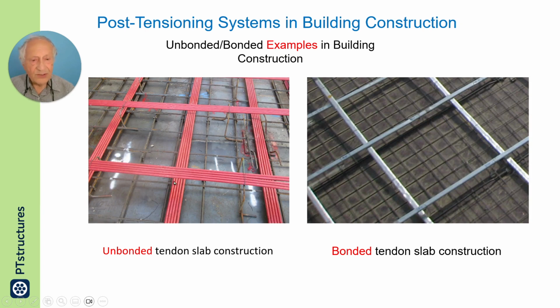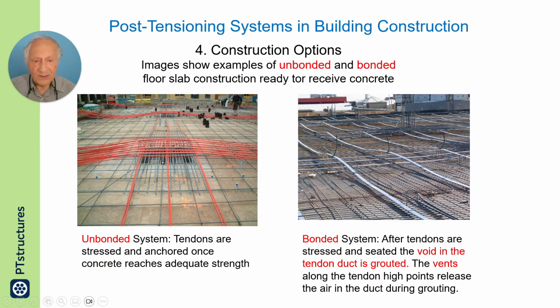Here we have the image on the left of an unbonded system ready to receive concrete, 4 or 5 strands together. The one to the right is a grouted system. Also, it has 4 or 5 strands, but all encased within one duct. Here, each one is individually encased. The one on the left is an unbonded system ready to receive concrete, and the one on the right is a bonded system in a similar situation ready to receive concrete.